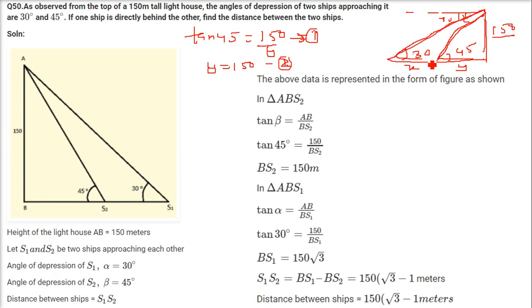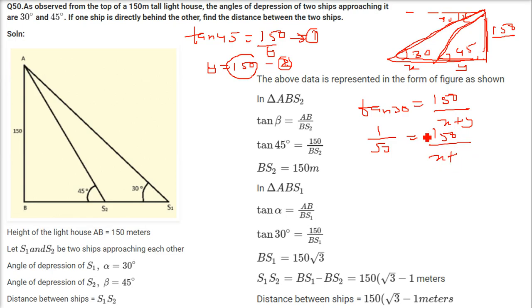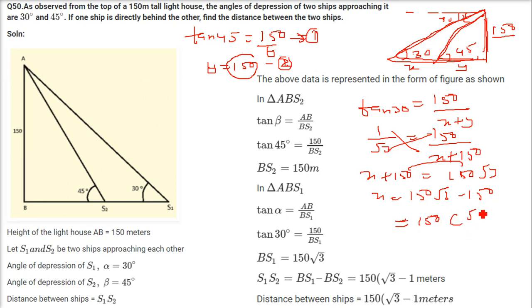Now coming to this triangle, tan 30 degree will be equal to 150 by x plus y. But y is 150, and tan 30 is 1 by root 3. So 1 by root 3 equals 150 by x plus 150. X we have to know. Now cross multiply. X plus 150 will be equal to 150 root 3. Bring it here. X will be equal to 150 root 3 minus 150. Take 150 outside: 150 times root 3 minus 1. This is your answer.